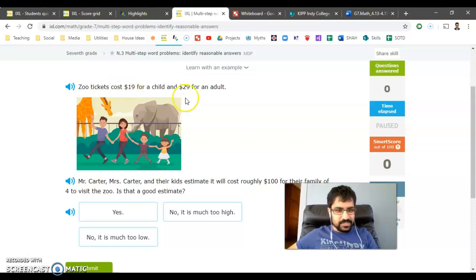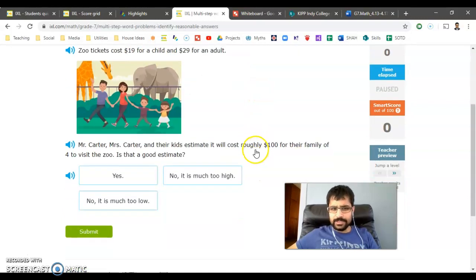Zoo tickets in this example cost $19 for a child and $29 for an adult. I believe the zoo right now is closed, but if you ever are interested in zoo admission, I'm sure we can get you a discount through the school, so just let us know. $19 for a child is pretty expensive, though. I feel like half price might be a little bit better. Mr. Carter, Mrs. Carter, and their two kids estimate it'll cost roughly $100 for their family of four to visit the zoo. Is that a good estimate?